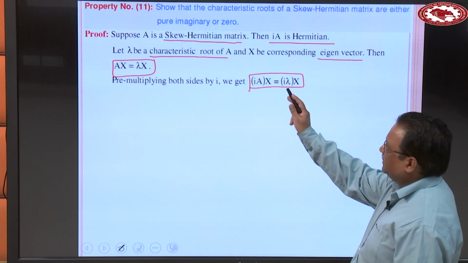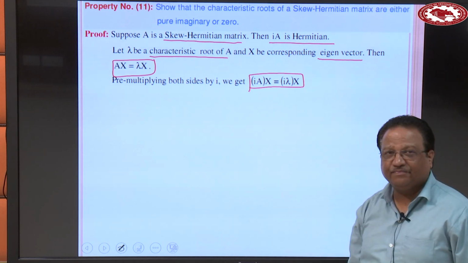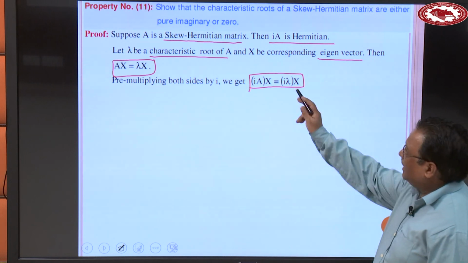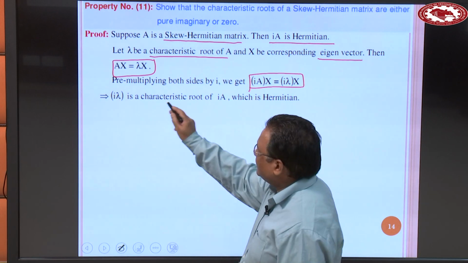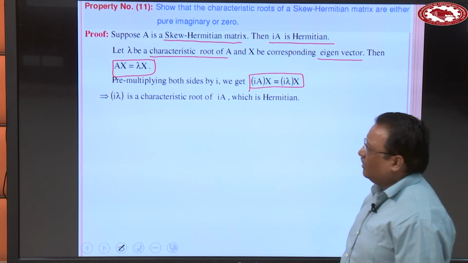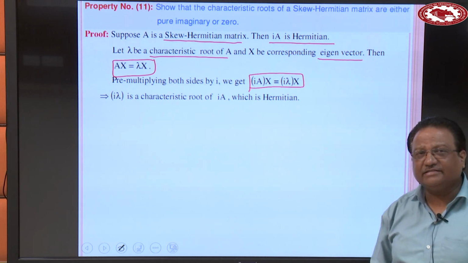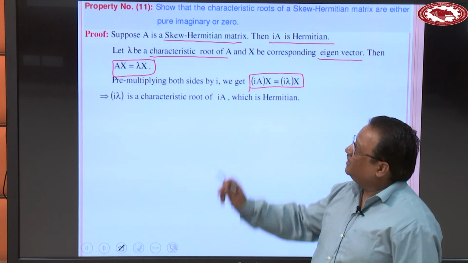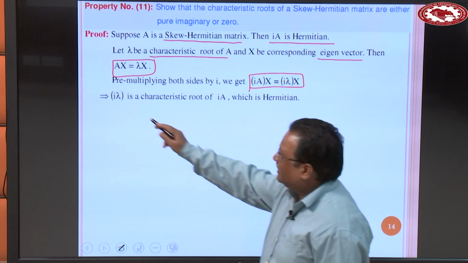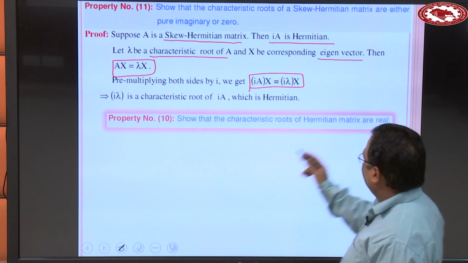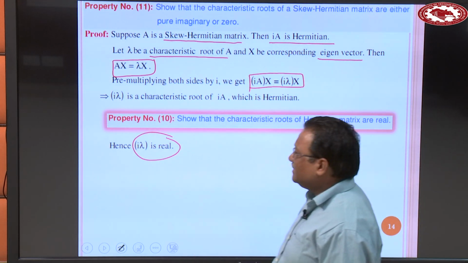What does this show? This shows that eta lambda is an eigenvalue of eta A, by definition. And you know what eta A is? Eta A is Hermitian, and we know property number 10, the eigenvalues of a Hermitian matrix are real. This means that eta lambda is real.